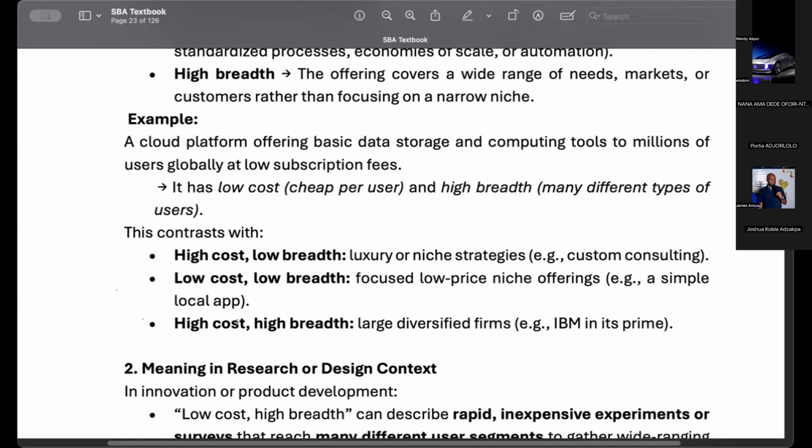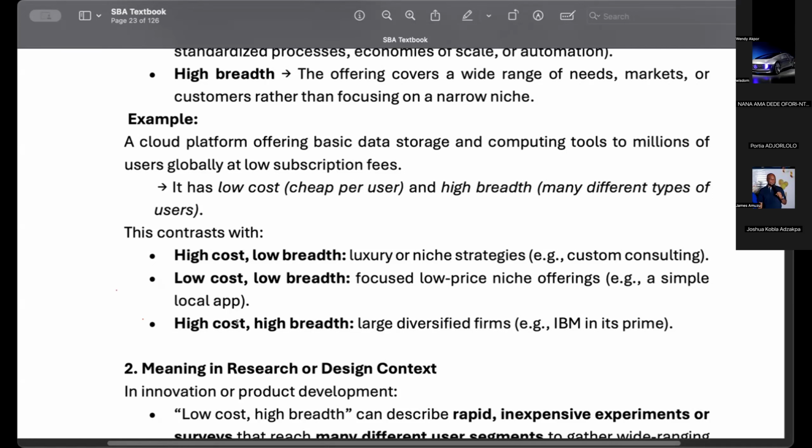That means that it costs us almost negligible to produce a thing and to offer it in the market. But we cannot go to a high breadth because it serves a particular type of people. So it is low in cost, but it's also low in breadth. Focus on low price niche offerings. A simple local app will just serve the locality.